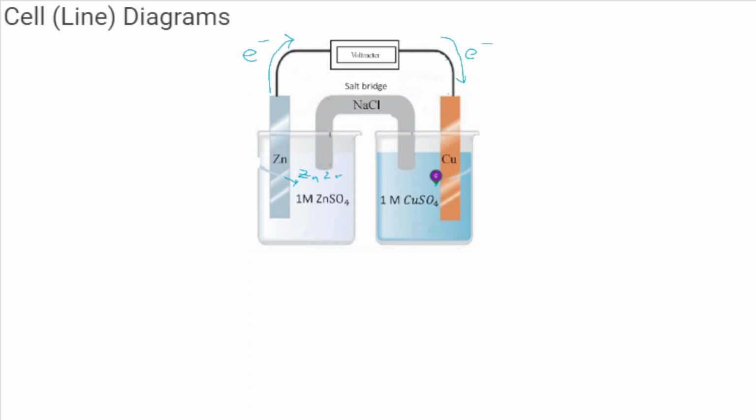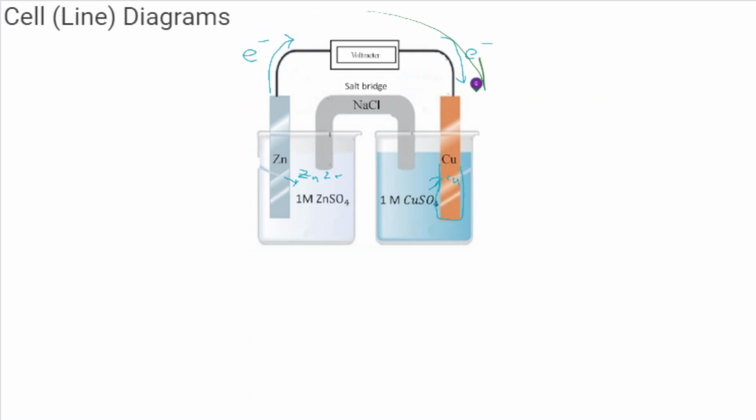and then ultimately it's going to be interacting with our copper 2+ to generate some more copper solid to plate onto our cathode. So when drawing the cell diagram, we have the electrons traveling one way.